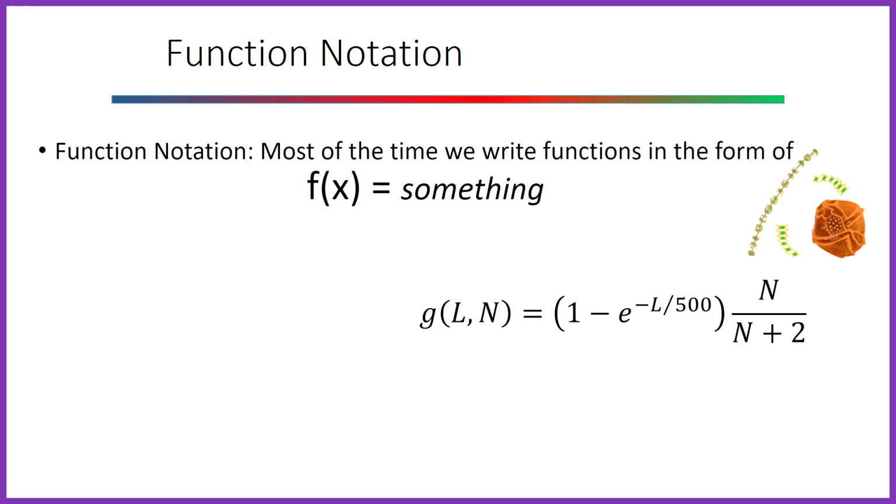We can also write functions that have multiple inputs. For instance, this is the type of equation that we might use to quantify algae growth rates as a function of light, for which I've used the letter L, and nutrients, for which I've used the letter N. In this case, I'm referring to growth as the function g of L, n. We say that g is a function of L and n because both of these are inputs to g. The function says that growth is equal to 1 minus e to the negative L divided by 500, all times n over n plus 2.